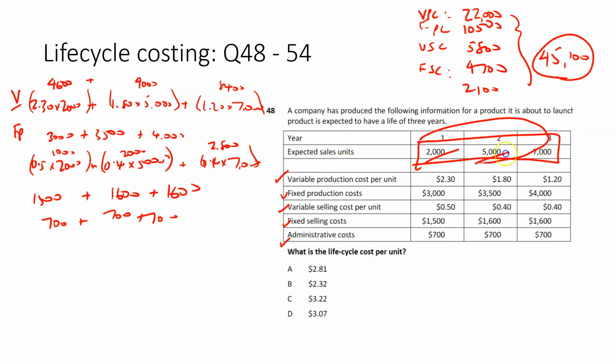So I have 2 plus 5, which is 7, 7 plus 7, which is 14. So I have a total cost of 45,100 divided by 14,000 units, which takes us to the happy place of £3.22. And so your answer is C, right?